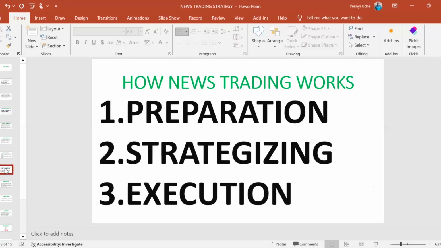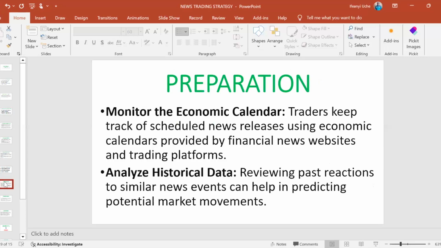All right. So then how do you trade news, or how does news trading work? There are three things there: preparation, strategizing, and execution. And let's take them one after the other. Under preparation, you need to learn to monitor the economic calendar.